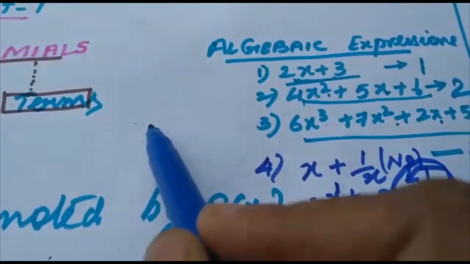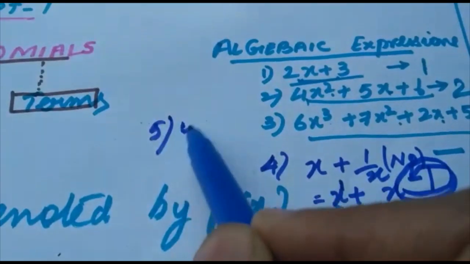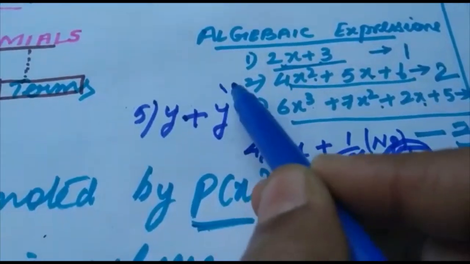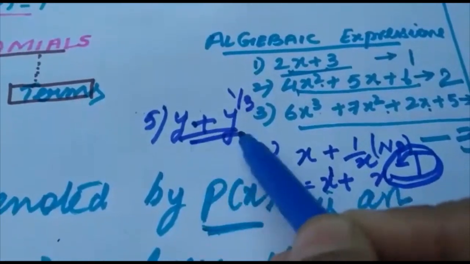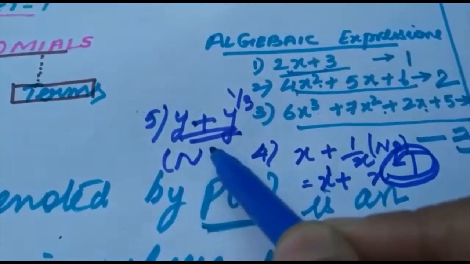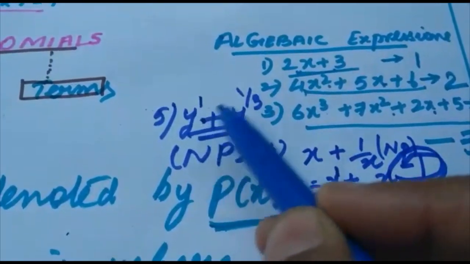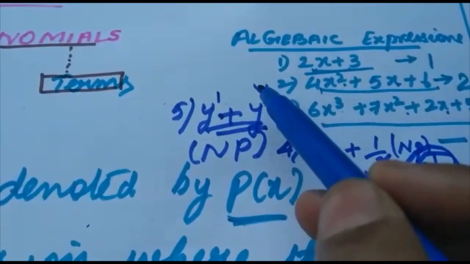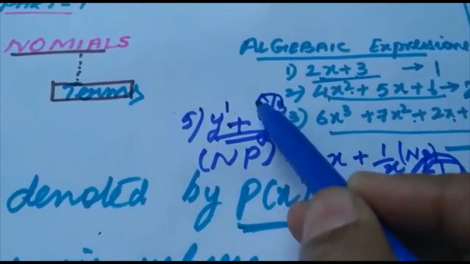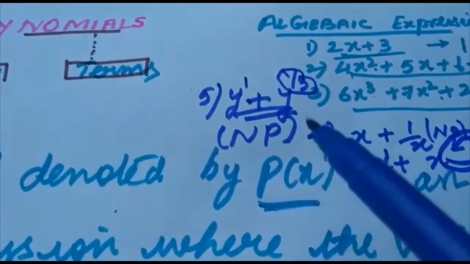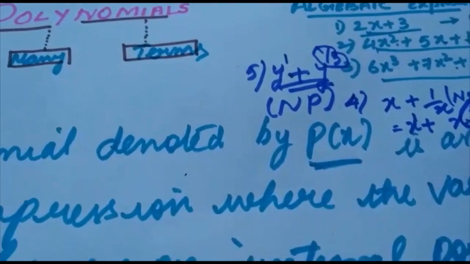One more example: y plus y power 1 by 3. Can this be a polynomial? No. This is not a polynomial. Why? Here the degree of the polynomial is 1. But whereas if you consider over here, it is 1 by 3. It is a fraction over here. So, it cannot be a polynomial. This you already learnt in 9th class.